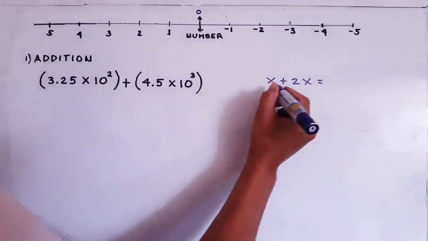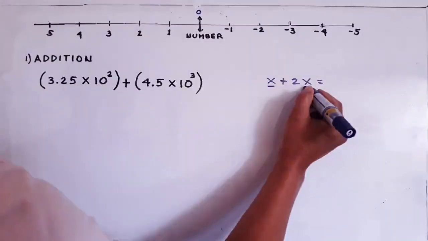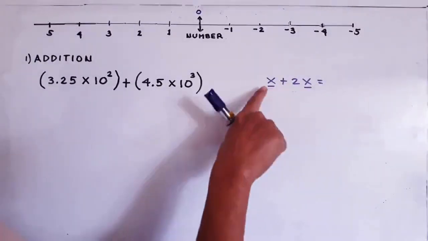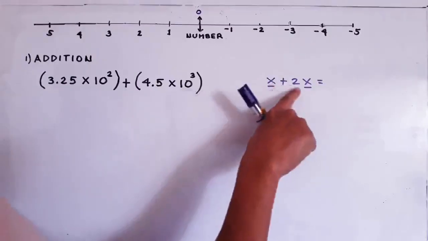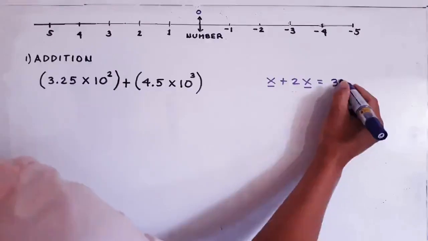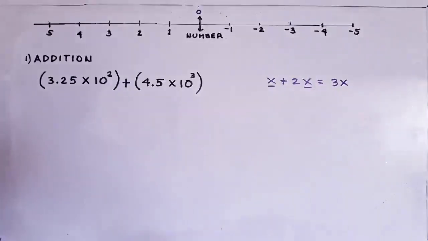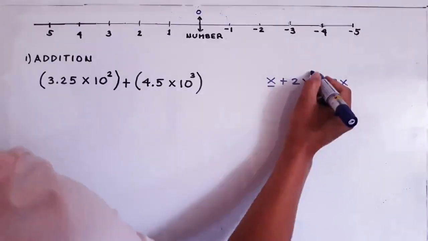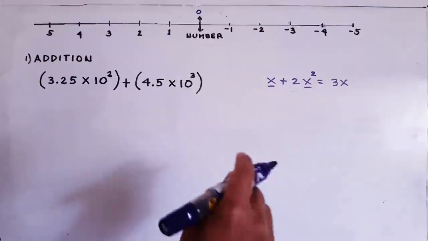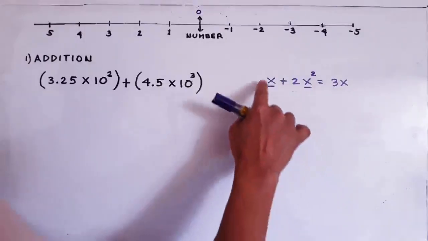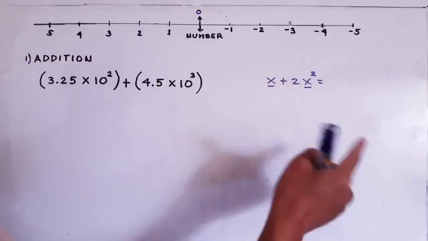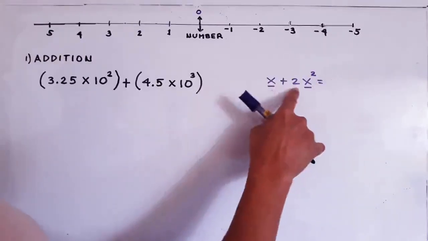Yes, because this x and the x, they are like terms. Then we add the numerical coefficients of this one and that one, because positive and positive we add, we have 3x. Now if this one is to the second power, they are now unlike terms. So we cannot add the 1 here and the 2 there. So it's the same, we cannot add. So the answer is x plus 2x squared.